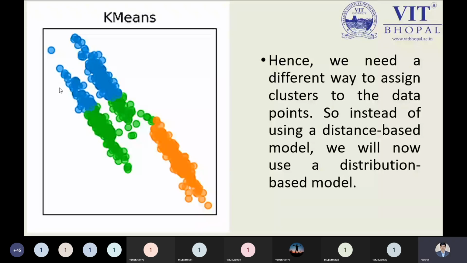Can anyone tell me what drawback you are seeing right now? If you are plotting the data points to represent the clusters by the K-means clustering algorithm, what drawback are you observing in this image? Theoretically we have seen it, but from this image, what are you observing? Can anyone tell me what drawback we are observing?